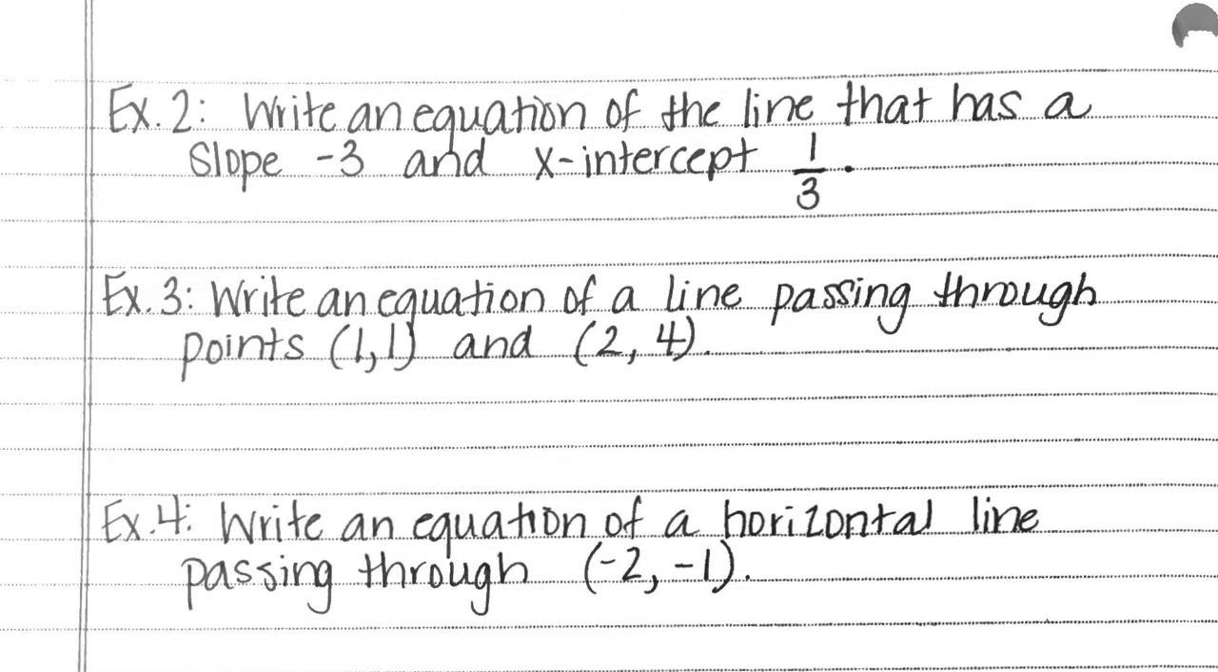So let's look at a few more. We are on example 4. We worked with examples 1, 2, and 3 yesterday. So here's where I am, and it says write an equation of a horizontal line passing through (-2, -1).